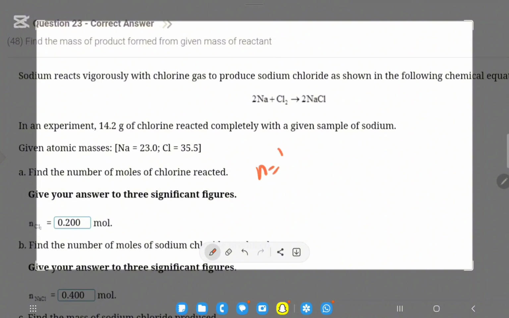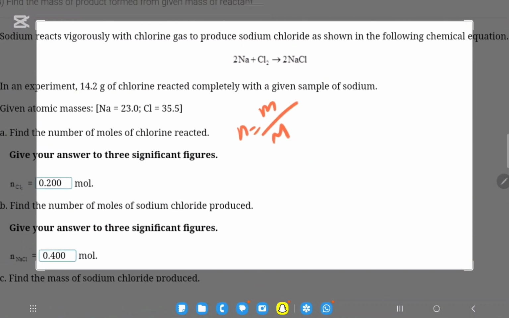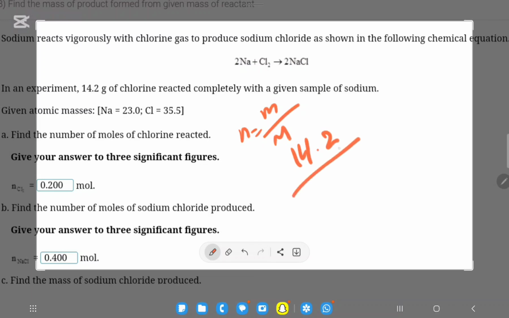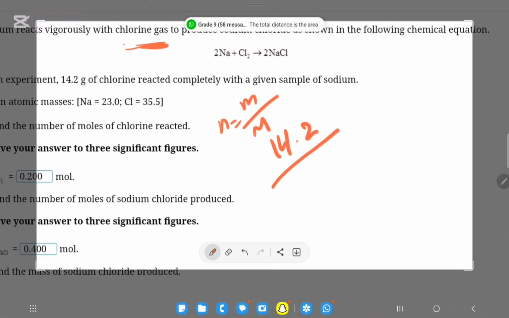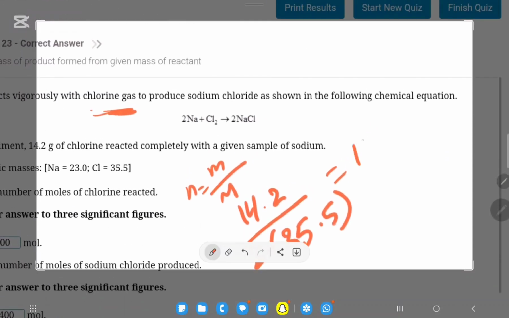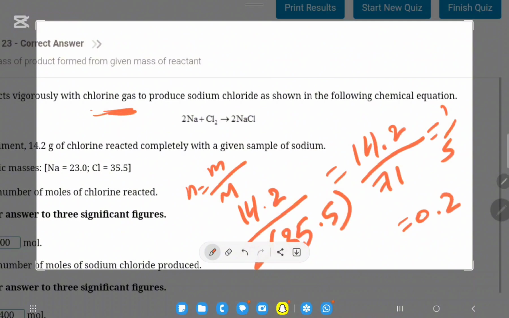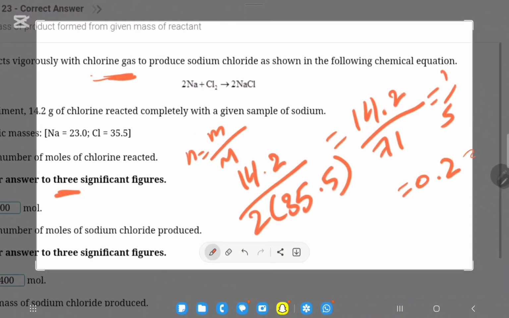Find the number of moles of chlorine reacted. We have n is m over M. The mass is 14.2, and the molar mass of chlorine is 35.5. And they said chlorine gas, gases are diatomic, so 2 times 35.5 gives 71. 14.2 over 71, and you put it into your calculator, you get 1 over 5, or 0.2, and they said you want 3 significant figures, so you add 2 more zeros for 0.200.